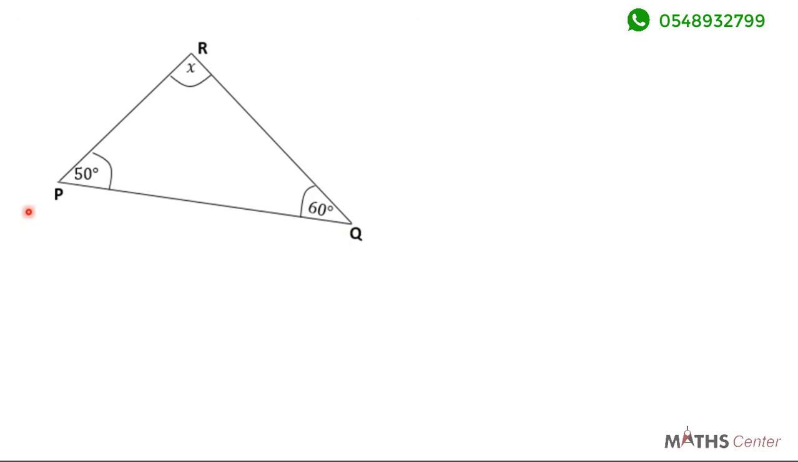So we have triangle PQR. The interior angle here is 50 degrees, the interior angle here is 60 degrees, and you have been given here to be X.